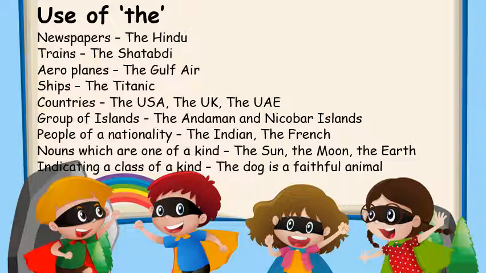Indicating a class of a kind: the dog is a faithful animal. Here, you're not talking about one dog, you're talking about the whole collective, the whole class of a dog. It can be any kind of dog. So, any dog in any class can be a faithful animal. So, the dog.